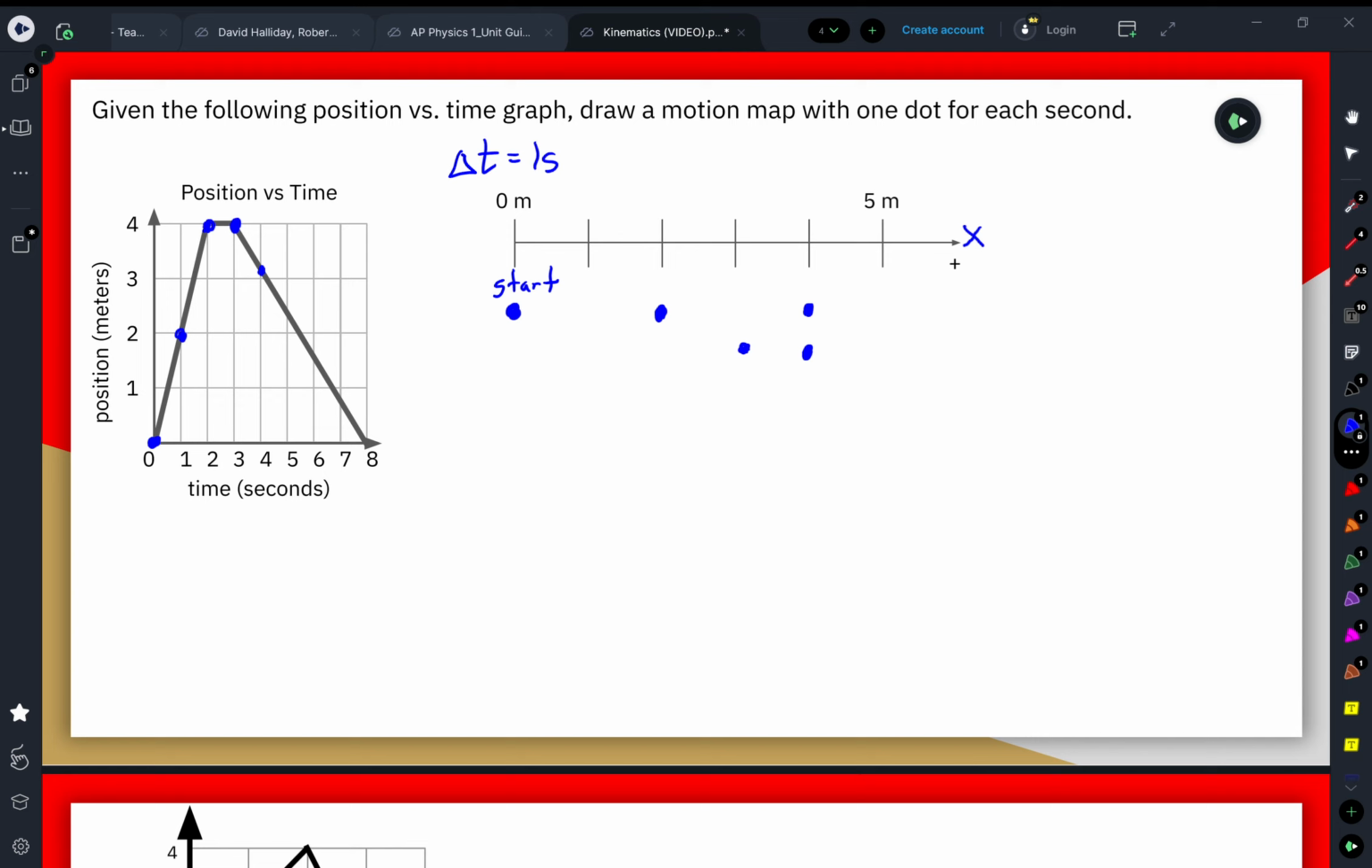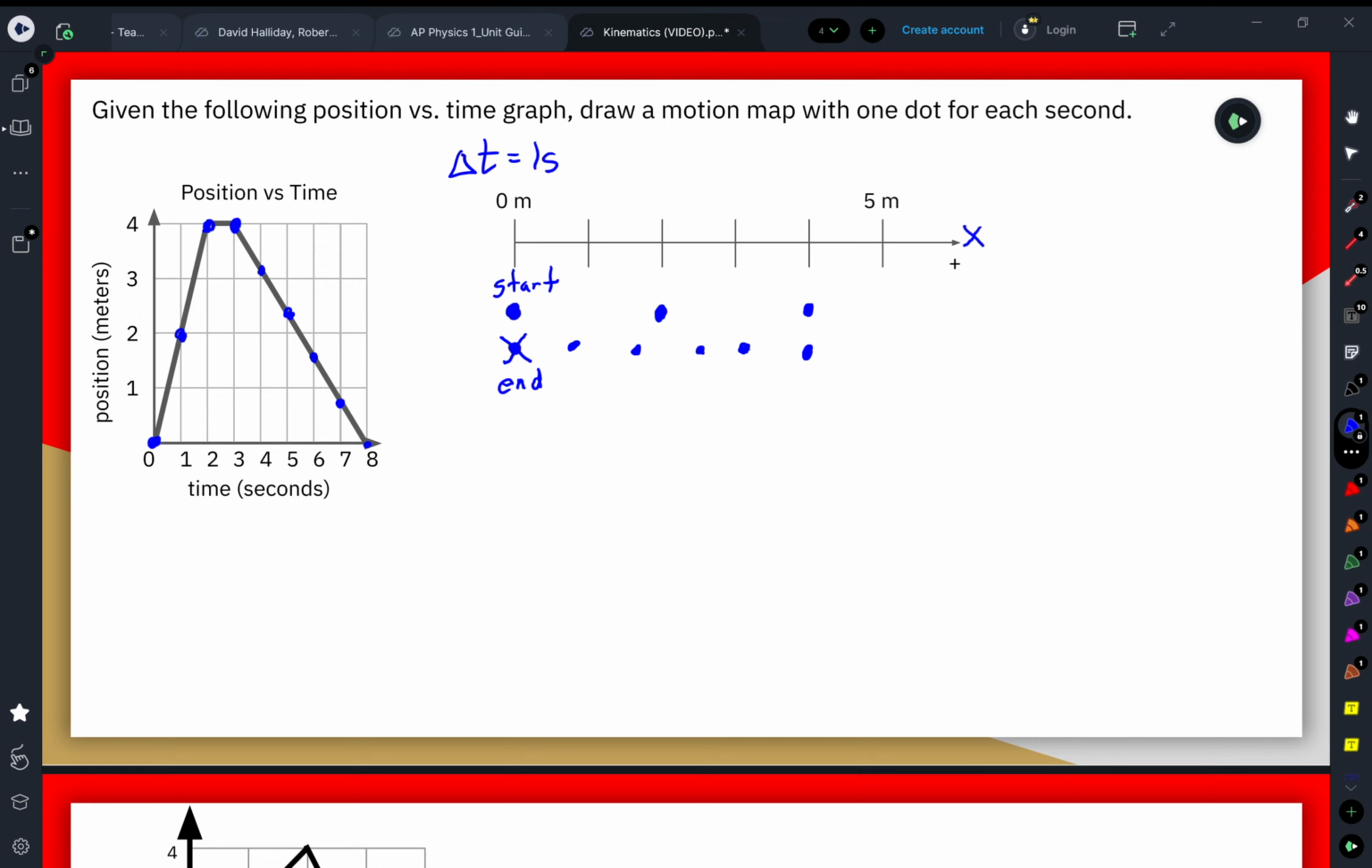Then at 5 seconds, it looks like it's about 2.5 meters. At 6 seconds, 1.67. At 7 seconds, I don't know, like 0.7. And then back at 8 seconds, it's down to 0. This is where it ends, so just to make sure that I know that that's where it ends, I cross it out, and then I write down the word end.